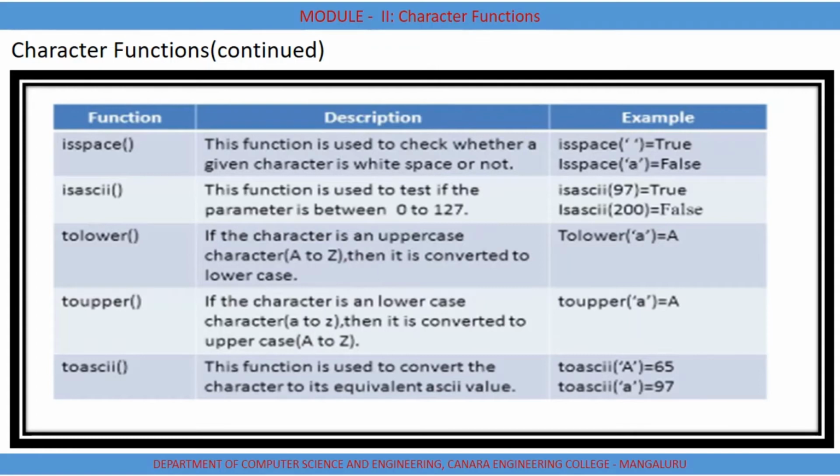Next, toascii. This function is used to convert the character to its equivalent ASCII value. So if you enter any character and use this function, it will return the ASCII value of that particular character. For example, toascii of 'A' is 65, and toascii of lowercase 'a' is 97.